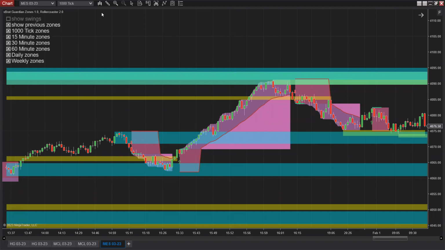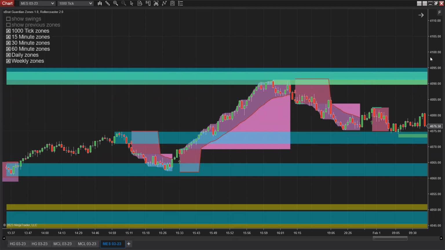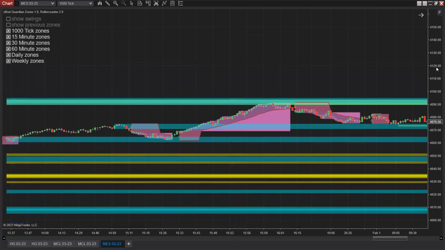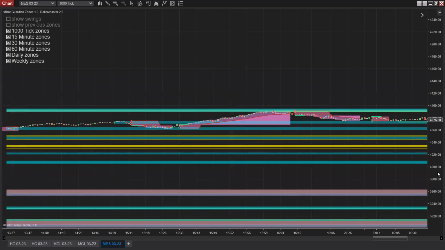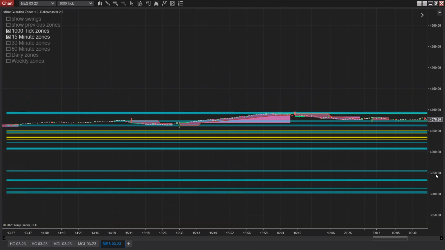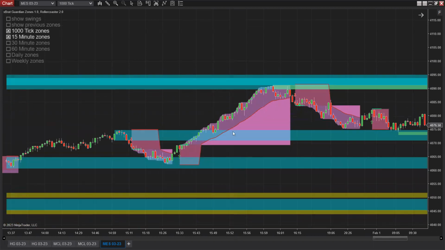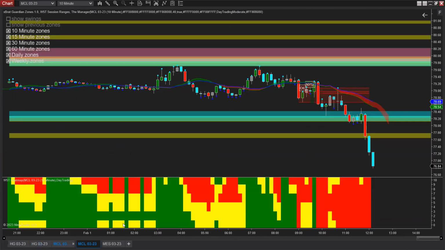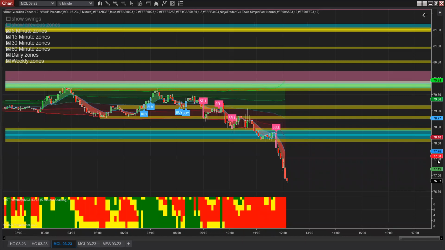Yes, these signals are roller coaster, will be. But if I zoom out here, you can see that there are sort of weeklies and dailies all the way down here. They're no good to you. They're not going to affect your trading today. So you can switch them off like this. Okay. Just leave the 15-minute and the current time frame. Let's go and have a look at, I don't know, MCL on here.